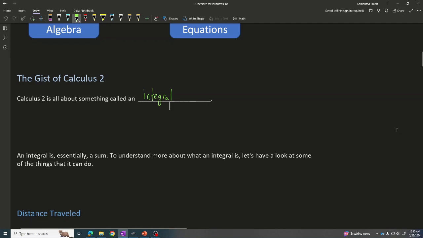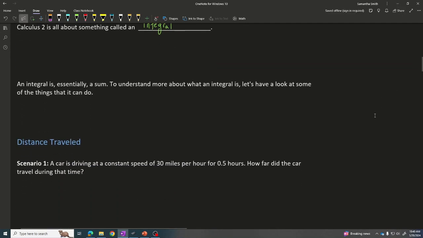What is an integral? Well, in basic terms, an integral is a sum. An integral is a quantity that is obtained by adding together a bunch of numbers. And to explain what I mean, I'm going to walk you through a couple of scenarios, really the most quintessential applications of the integral, some of the most common things that an integral is used to do.